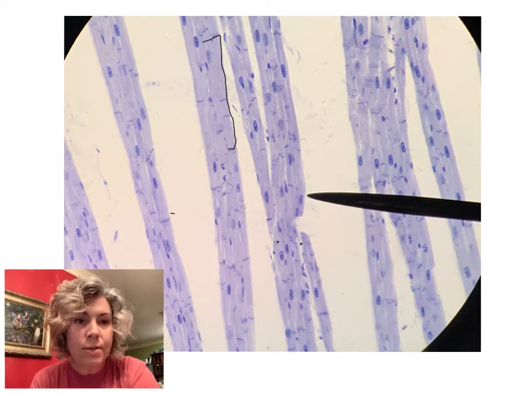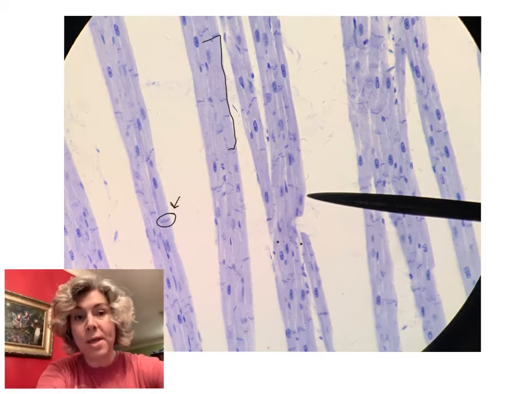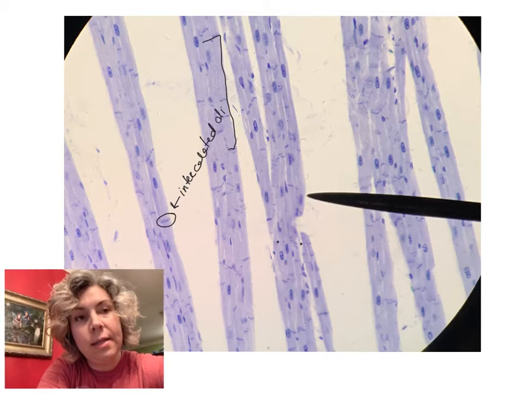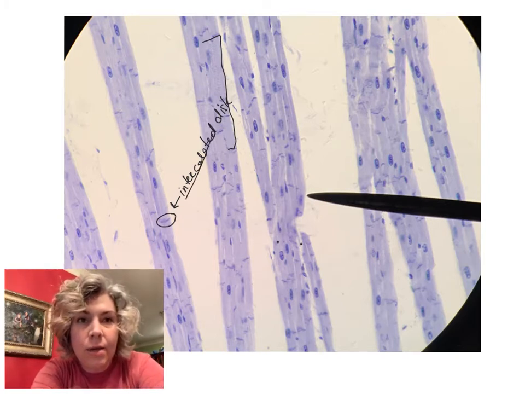So right here is a really good intercalated disc. They will run transversely to the muscle fiber. Okay, so I'm going to label it intercalated disc. Okay, intercalated disc. So there is one. Here is one. They're all over the place in this diagram.